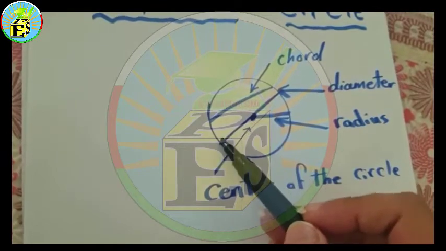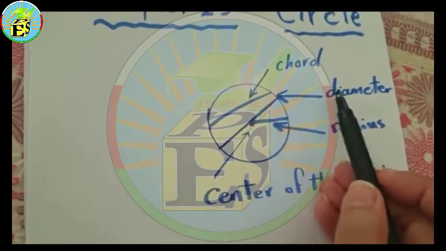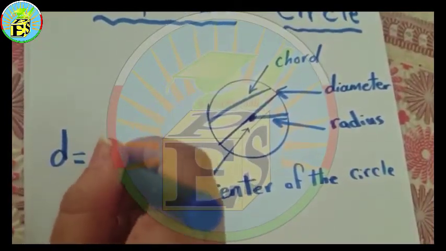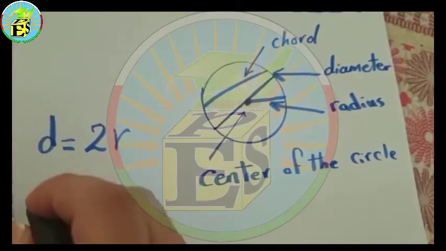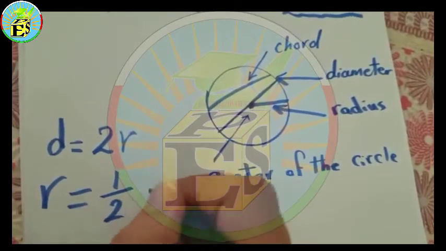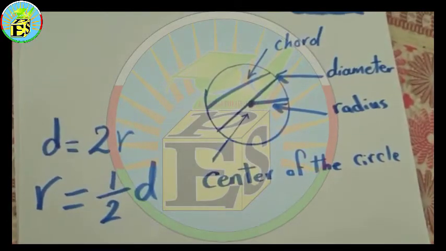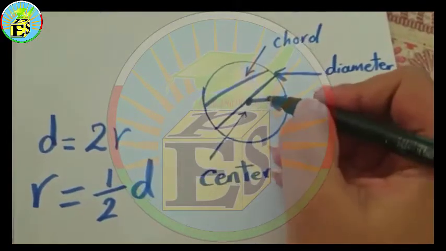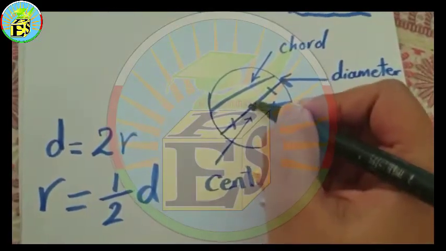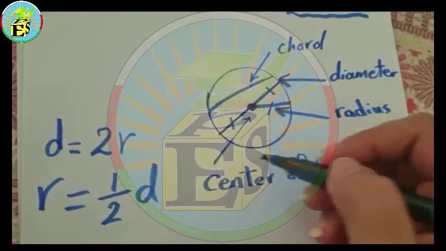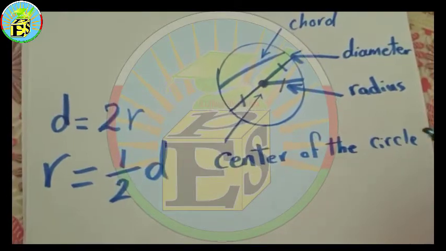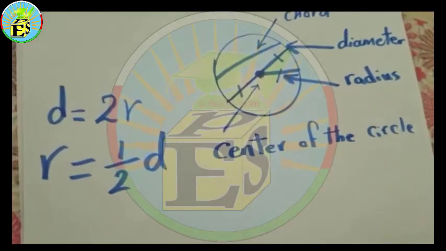As you see, diameter is 2 radius. This is a radius and this is a radius also. Diameter equals 2 radius, or we can say radius is half of the diameter. Each radius is equal to each other. All radii are equal and all diameters are also equal. We studied this before.